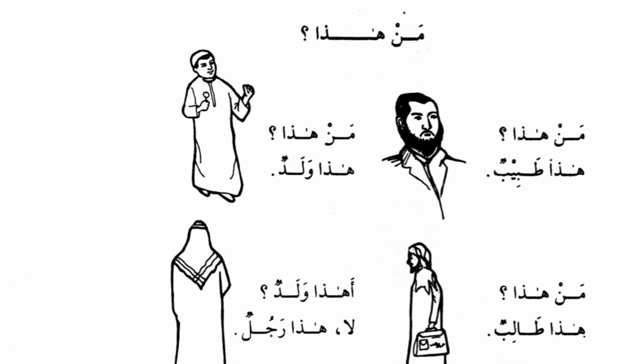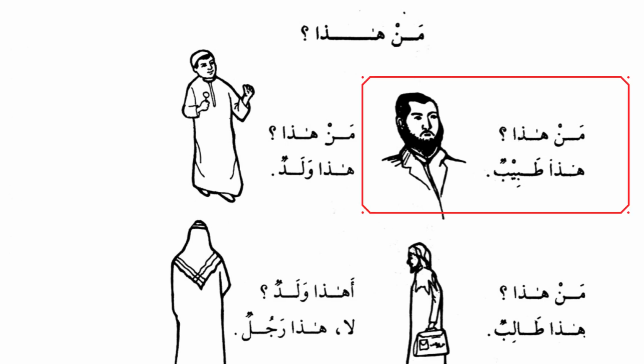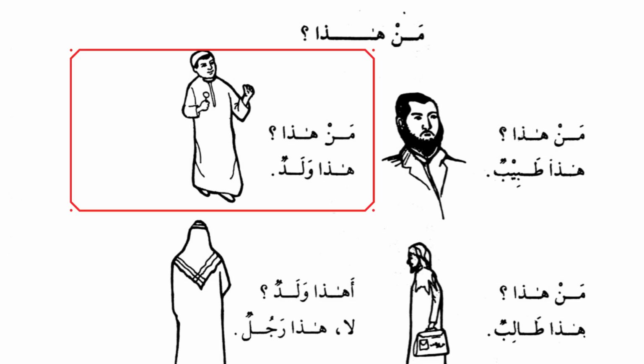Now comes a new question word, which is man. Man means who. So man hada means who is this? First question, man hada, who is this? Hada tabibun, this is a doctor. Tabibun means a doctor. Next, man hada, who is this? Hada waladun, this is a boy. Walad means a boy.